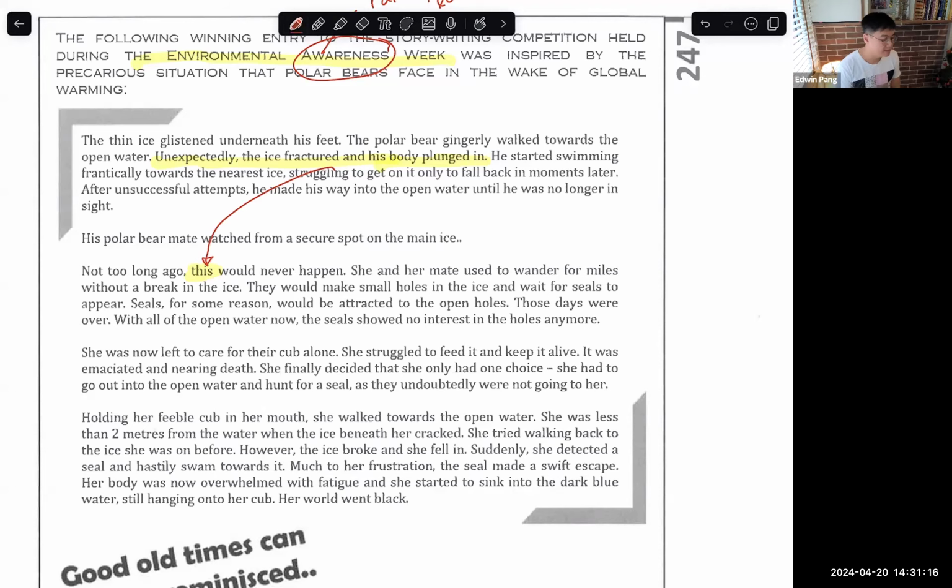So what is this? This is the ice fracturing, giving way underneath the polar bear, and then the polar bear falling into the water. In the past, because before global warming became a serious issue, the ice was very thick. So it was able to bear the weight of a huge, giant adult polar bear who weighs like several hundred kilograms. But now, because of the thinning of the ice due to global warming, it cannot support the weight and the bear will fall in. That's very unusual. Okay, so that's the point that the article is trying to make.